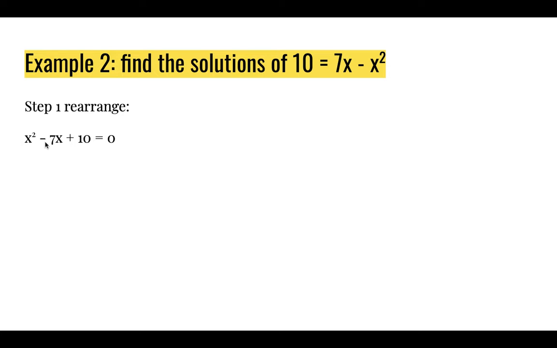So x squared minus 7x plus 10 equals 0. Okay. Step 2 is to factor it. So I need to find two numbers that multiply to give 10 and add to give negative 7.